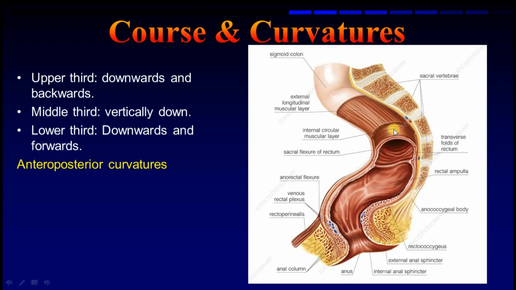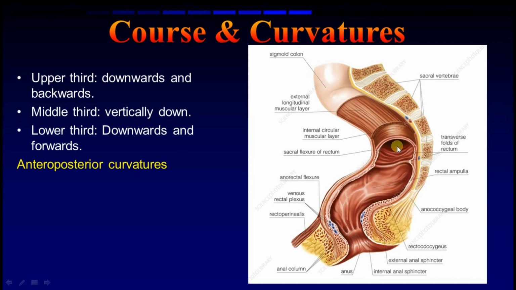So that is the course of the rectum: downwards and backwards, where it follows the shape of the sacrum, then vertically downwards, and then downwards and forwards, and abruptly it turns downwards and backwards to continue as the anal canal. So in the antero-posterior curves, you see one curve, the upper curve, and then the lower curve.